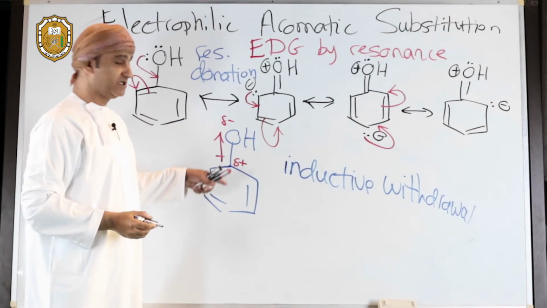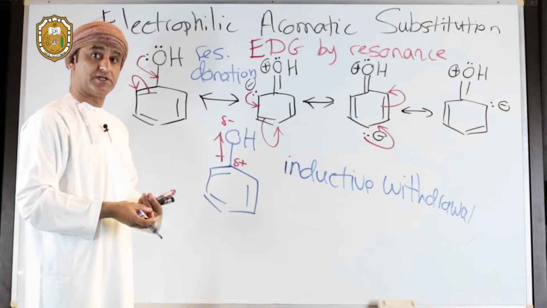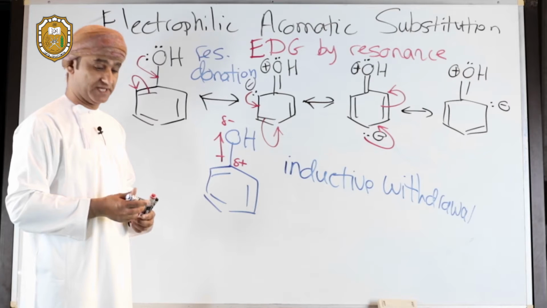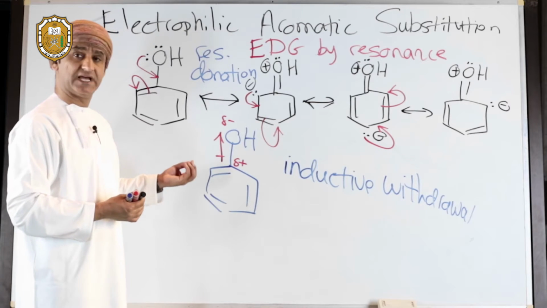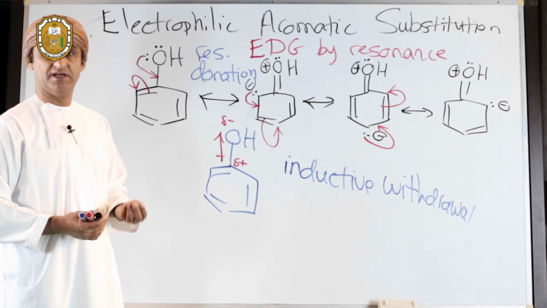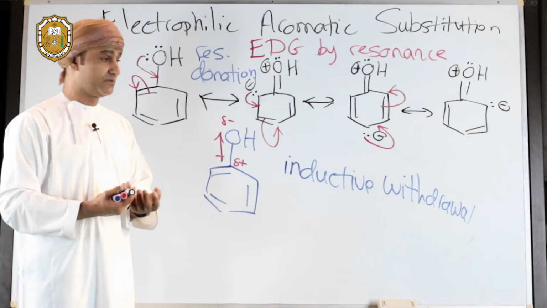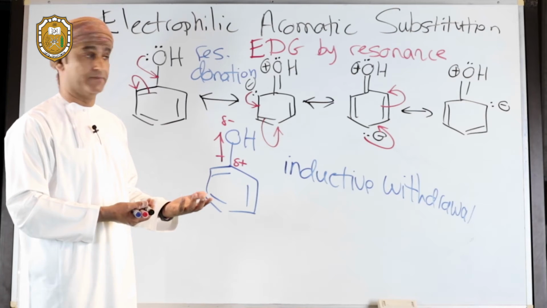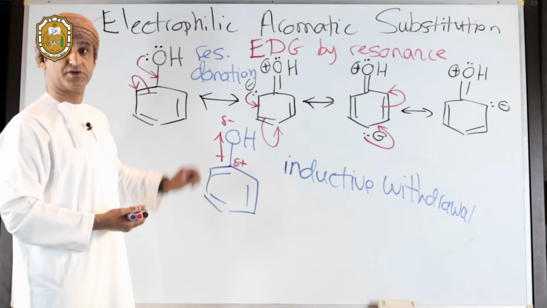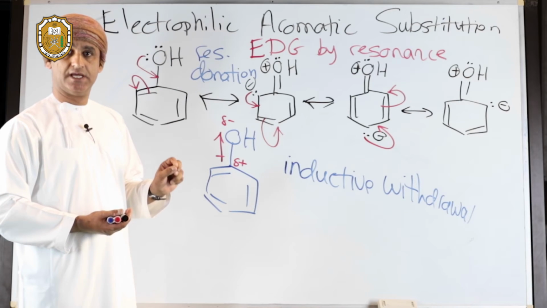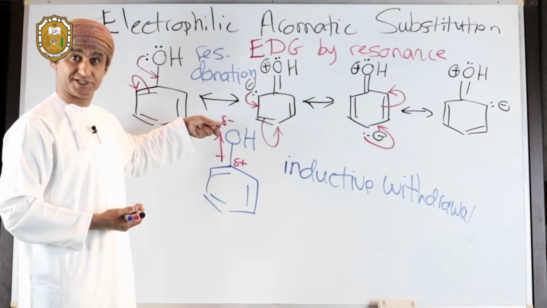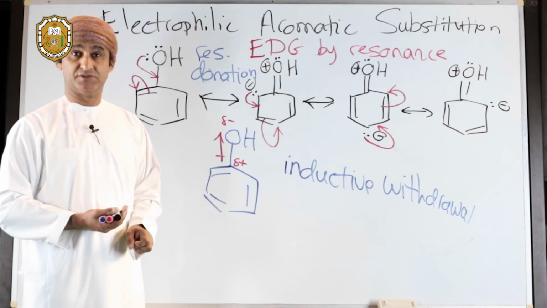Now this inductive withdrawal would as a result inductively withdraw electrons from the benzene ring, reducing its electron density. So therefore, if the electron density is reduced, its nucleophilicity is subsequently reduced, and therefore the reactivity is lowered. So there are two opposing effects here. Resonance donation, which does increase the nucleophilicity in this substituted benzene, and inductive withdrawal, which reduces the nucleophilicity of this substituted benzene.